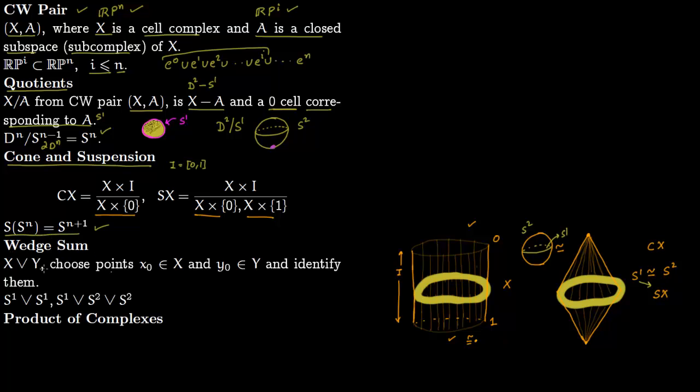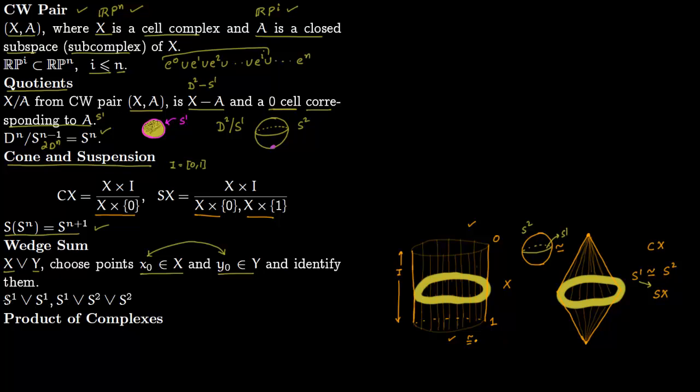Now we talk about the wedge sum. For wedge sum, you have two spaces X and Y, and then you choose a particular point x0 in X and y0 in Y, and then you identify these 2 chosen points, you glue them together, and then you get a wedge sum.